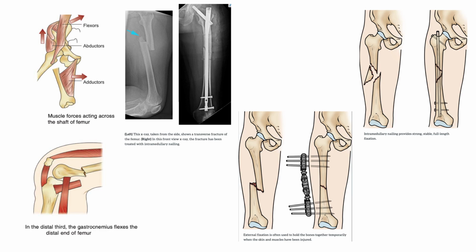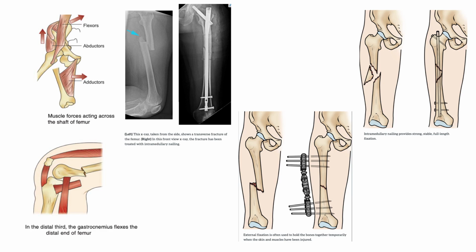The screws are placed above and below the fracture to hold the leg in correct alignment while the bone heals. Intramedullary nails are usually made of titanium, and they come in various lengths and diameters to fit most femur bones. Here in the X-ray image, this is the X-ray taken from the side, which shows you the transverse fracture of the femur. That blue arrow shows that. And on the right side, just adjacent to it, is the front view X-ray.